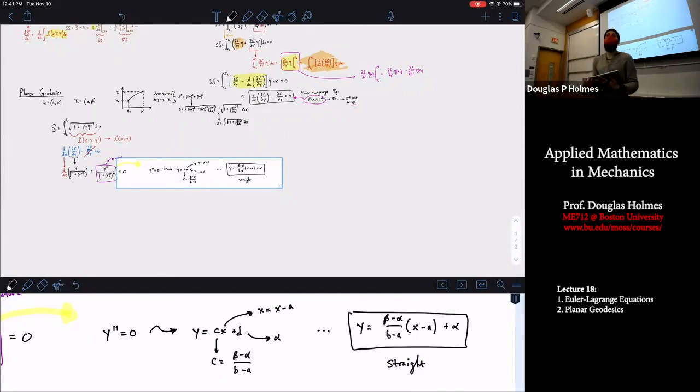Now, we actually didn't prove that this is the shortest distance between two points. In fact, we just proved that this is the extremal distance between two points. It could be the longest. We know that it's not. If we wanted to guarantee that it's a minimum, we can check the second variation.